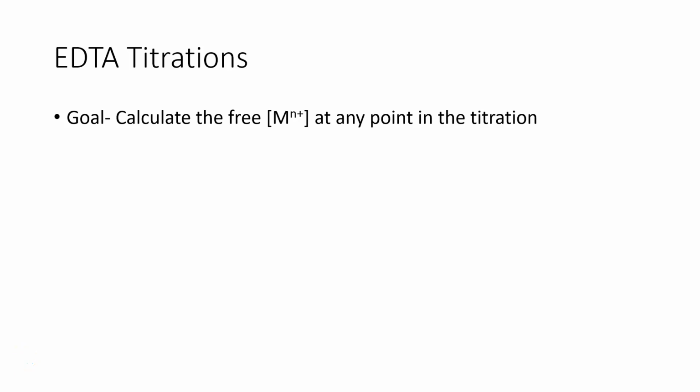Hi everyone, we're going to talk about EDTA titrations in this video, and our goal will be to calculate the free metal ion concentration at any point in the titration. Sometimes you're asked to find the pMn+, which is just the negative log of that ion concentration. P means negative log. You can take the negative log of anything. So don't be alarmed if you're ever asked to find the negative log of the metal ion concentration. That's all p means. So let's try an example.